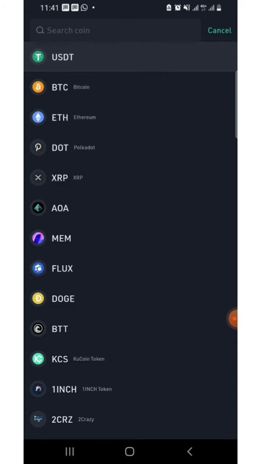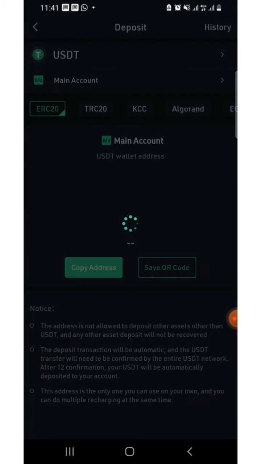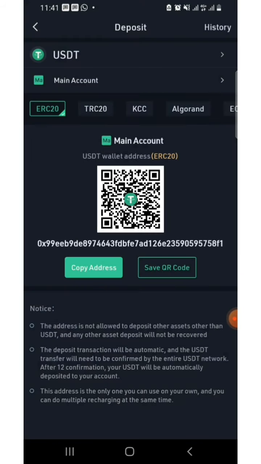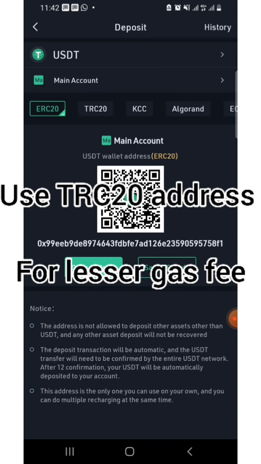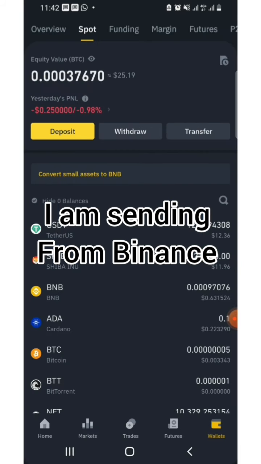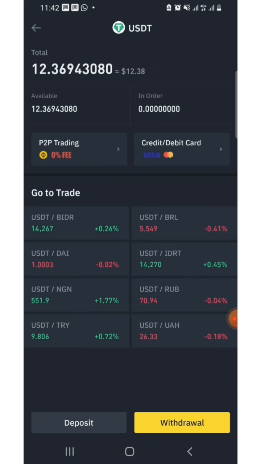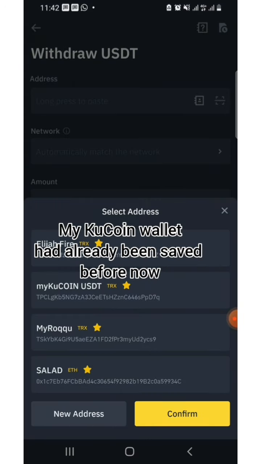Now, the first thing to do before trading is to deposit. So click on deposit. I'm clicking on USDT because that is going to be my major coin for sale. I prefer to use my TRC20 wallet for USDT in order to ensure that I pay a lesser gas fee. So I'm going to my Binance. That's where I'm sending $12 USDT.